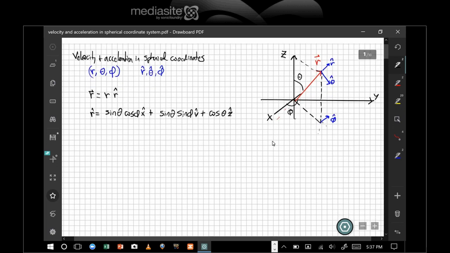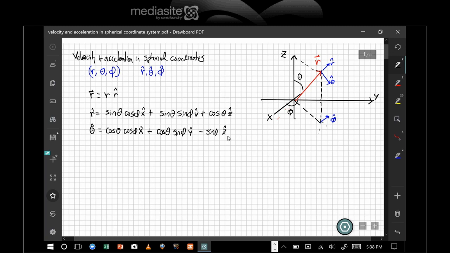Okay. That's r hat. Now you can see this gets really confusing really fast. Let's write down theta hat. Theta hat is going to be a vector that's perpendicular to that. Using similar geometrical arguments, instead of sine, we're going to write cosine theta, and then cosine phi, sorry, not phi hat, x hat. Plus cosine theta sine phi y hat. And then we're going to have minus sine theta z hat. The reason is the minus sign: the positive angle goes in this direction here, so it kind of points down. That's where the minus part comes in.